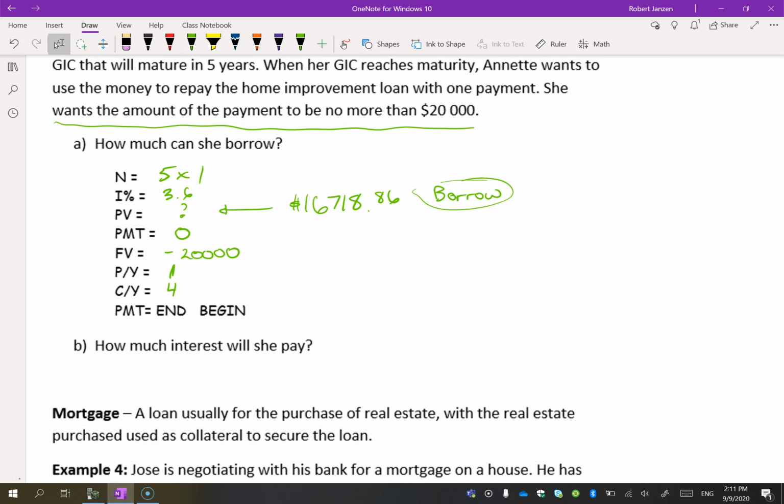How much interest will she pay? Let's get used to using this. Okay, so from 1 to 5. So this interest would be $3,000. Oh, that doesn't look very good. $3,281.14.